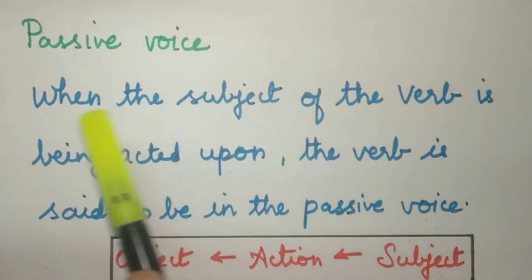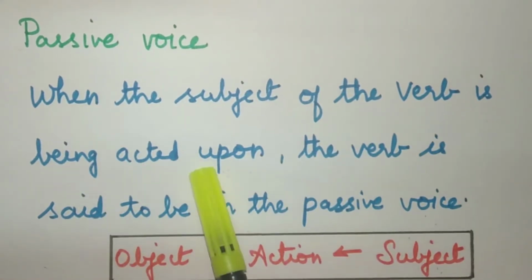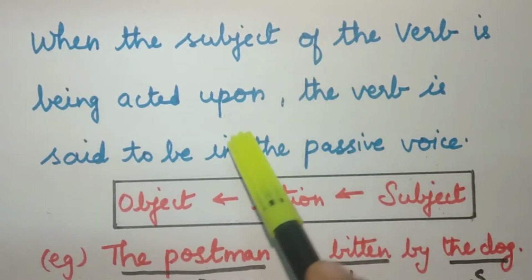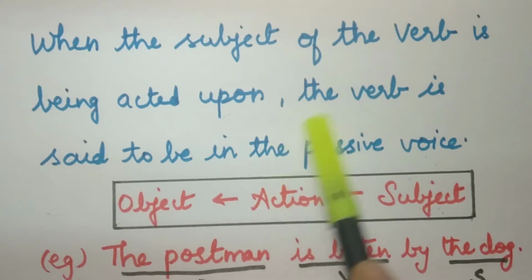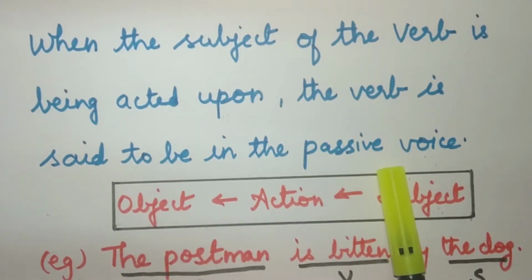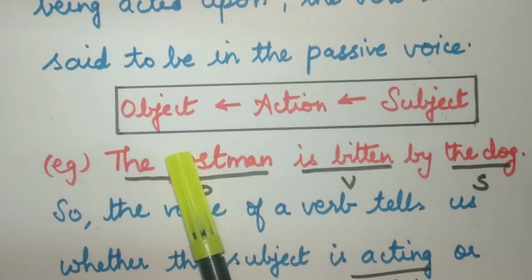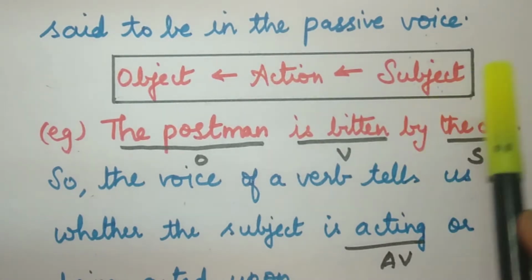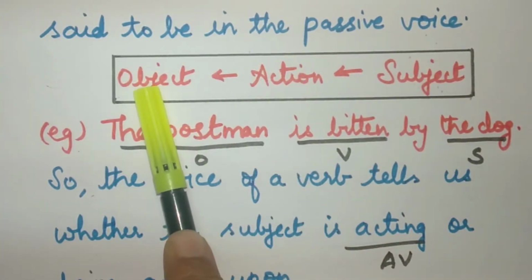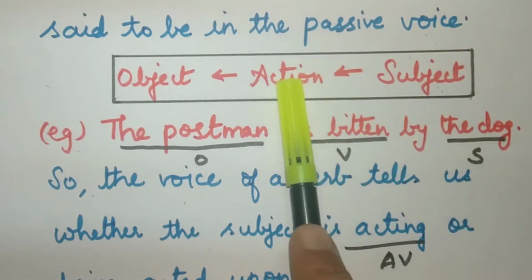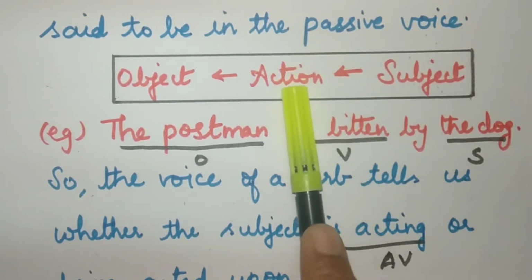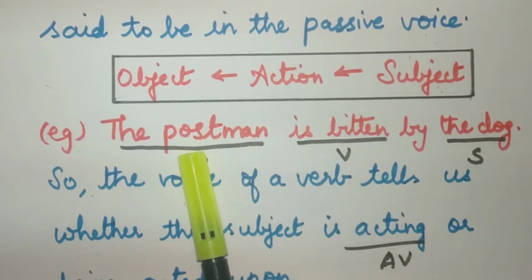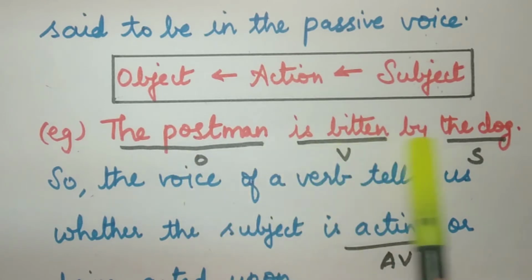Now, passive voice. When the subject of the verb is being acted upon, the verb is said to be in the passive voice. That means the subject will receive the action or be acted upon. That type of verb we say as passive voice. You can see the pattern also: object, action and subject. We saw in active voice the pattern was subject, action and object. So object and subject are interchanged but the action is not interchanged, it is in the same place. Example: the postman is bitten by the dog. The postman is receiving the action, bitten. So this we can say as a passive voice.